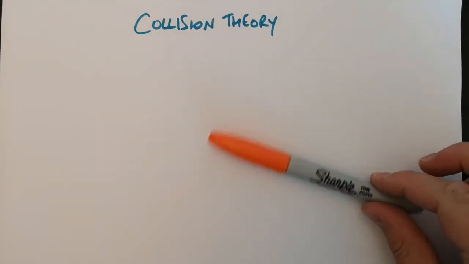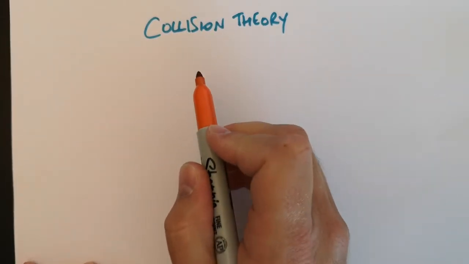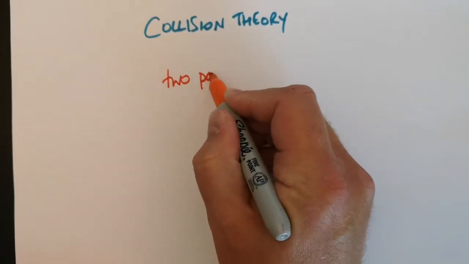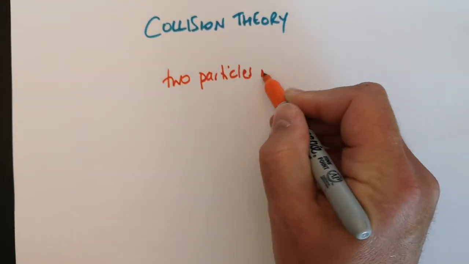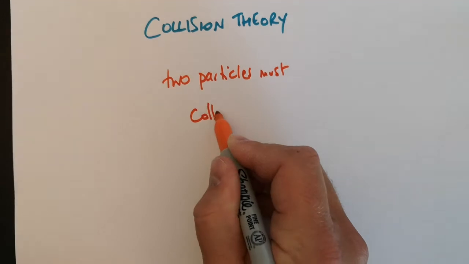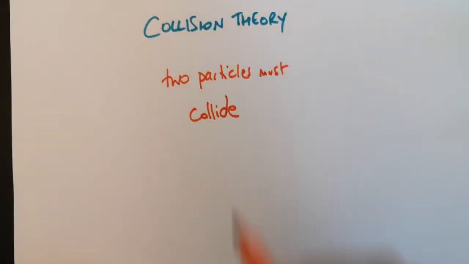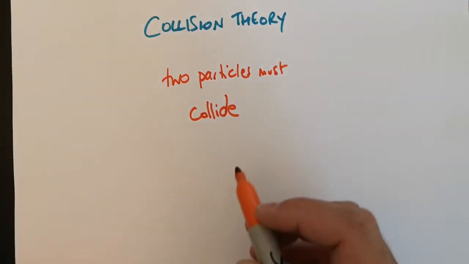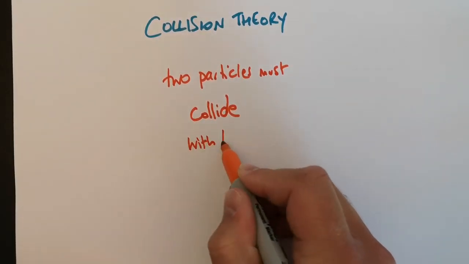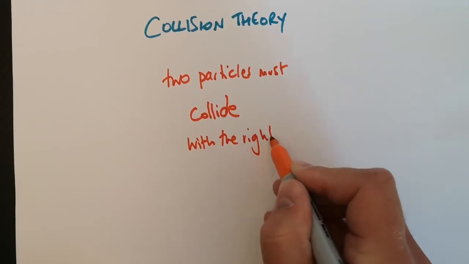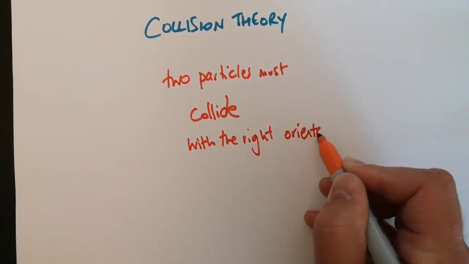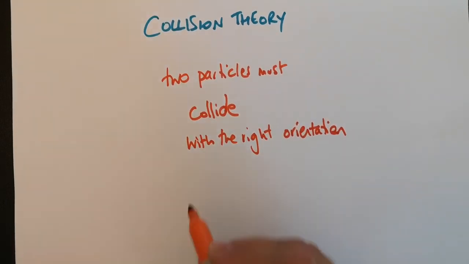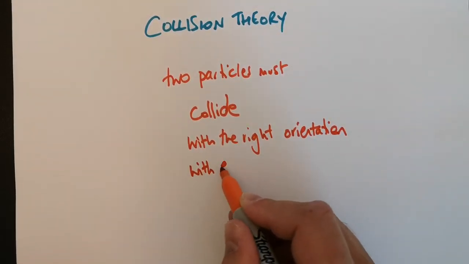So the key points of the collision theory are that in order for a reaction to happen, two particles must collide. They must hit each other. And they must collide with the right orientation. That means the right way around. And they must collide with enough energy.